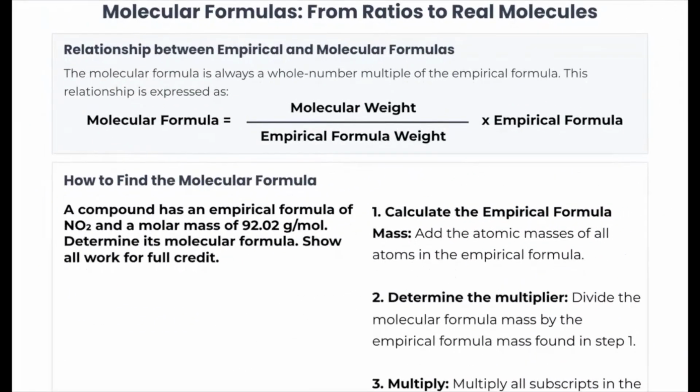What is a molecular formula? Well, again, remember, if the empirical formula is the simplest whole number ratio, then the molecular formula is the actual number of atoms in a molecular compound. So I want you to remember that the molecular formula is always going to be a whole number multiple of the empirical formula. In other words, it's not simplified.